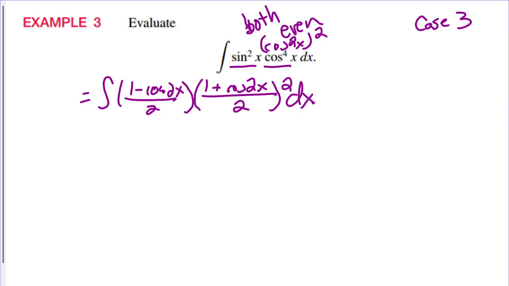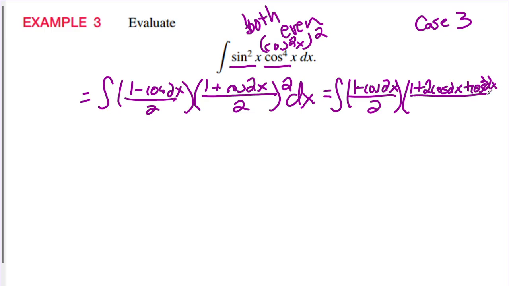From there, we can look to simplify, and the first simplify we're going to do is we're going to multiply out this top term. So we have the integral of 1 minus cosine of 2x over 2 times, we'll FOIL out the top and square the bottom. So that's going to give us 1 plus 2 cosine of 2x plus cosine squared of 2x all over 4 dx.